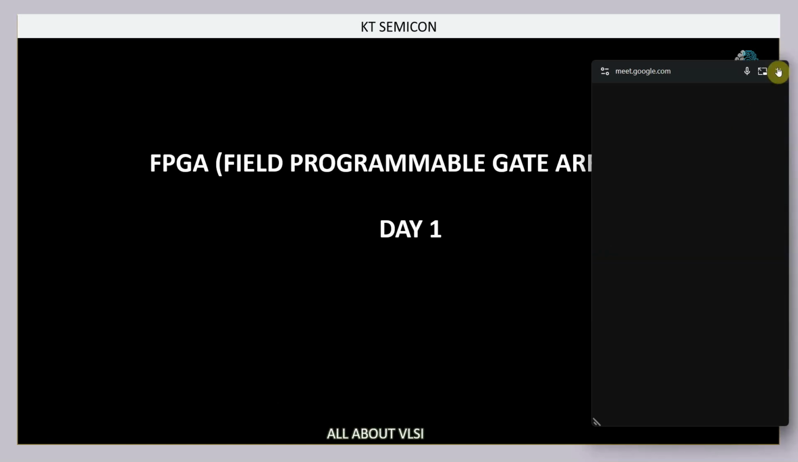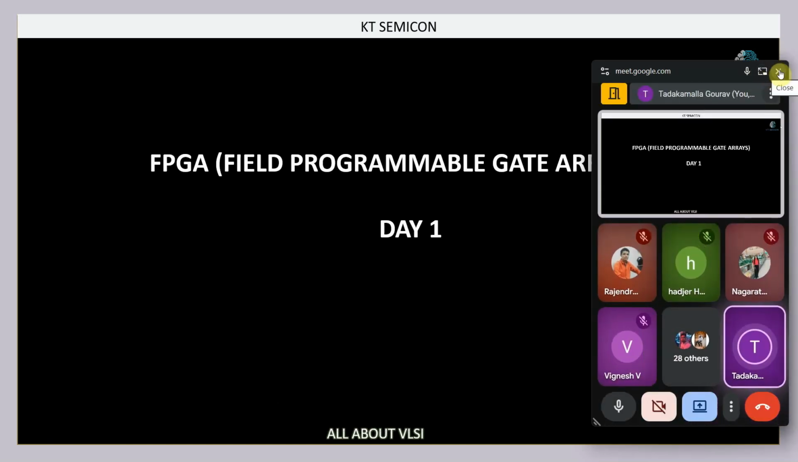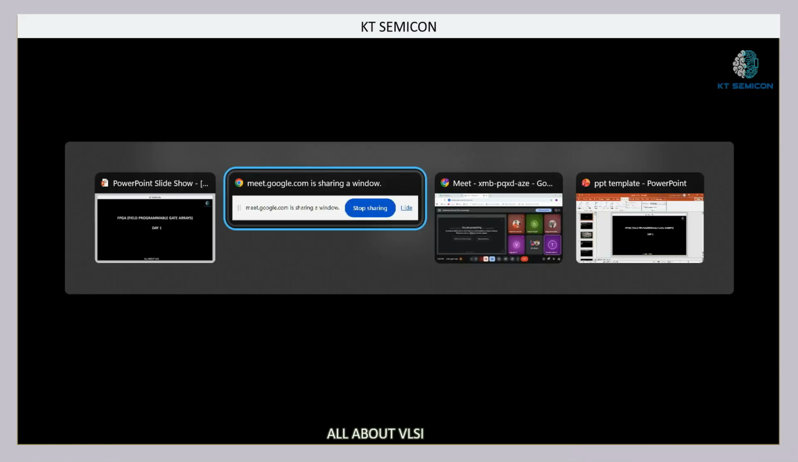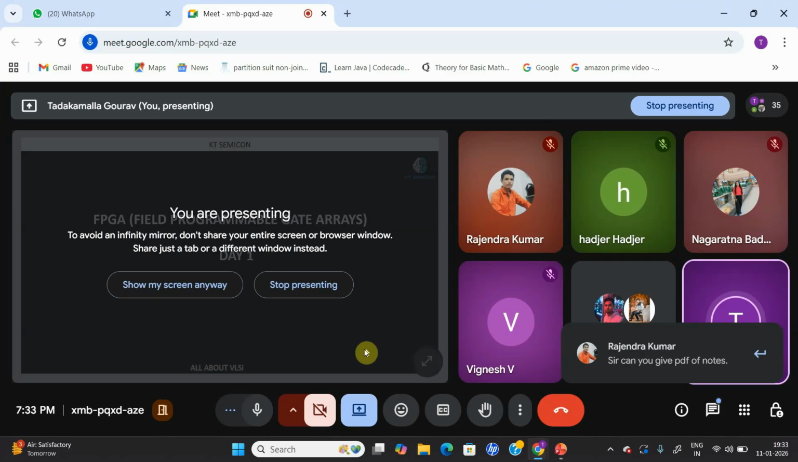So let us start this particular session on field programmable gate arrays, or FPGAs, and this is day one. In our previous session, we have just seen the introduction.